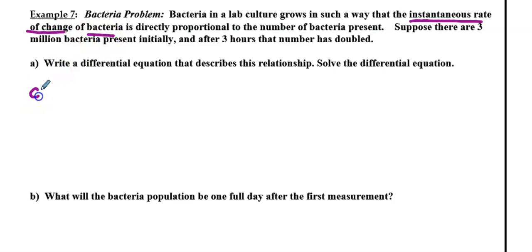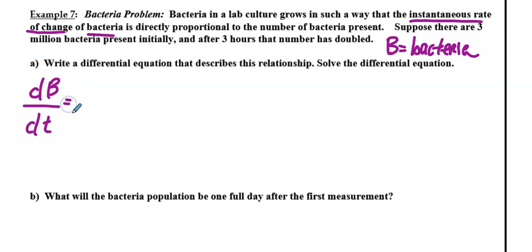So we can say that the change of bacteria, so I'm going to call B our bacteria. So let's go ahead and write that as our thing. So B is our bacteria. Or actually, it's our quantity. It's how much bacteria with respect to time is equal to directly proportional. So we have some constant, K, directly proportional to the number of bacteria present. And we've already agreed that bacteria is B.